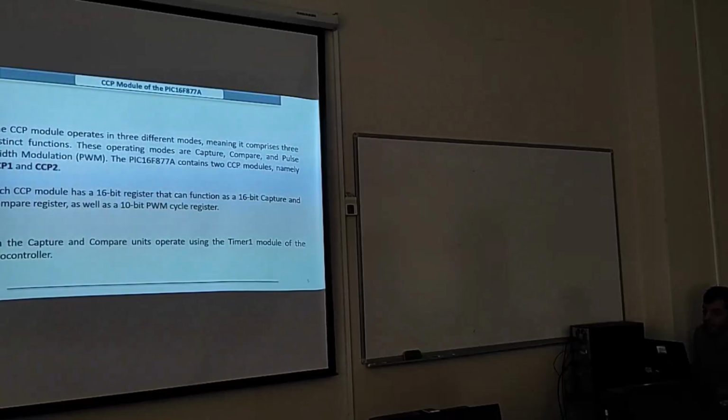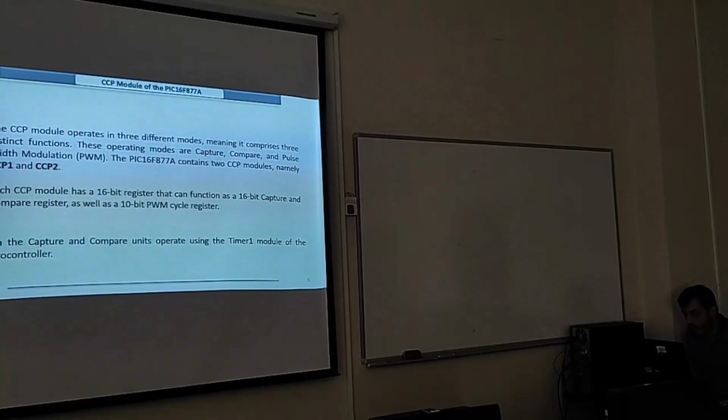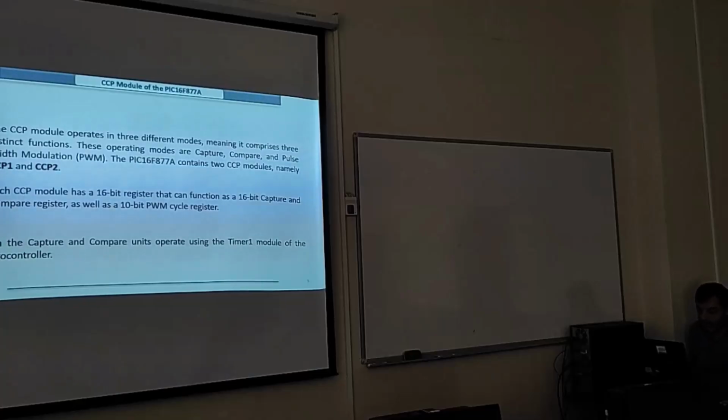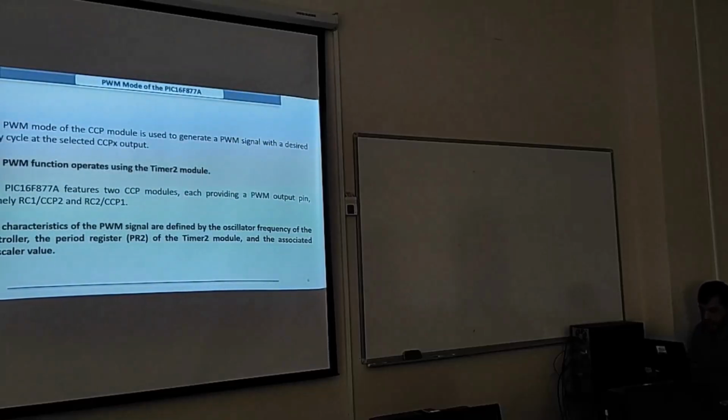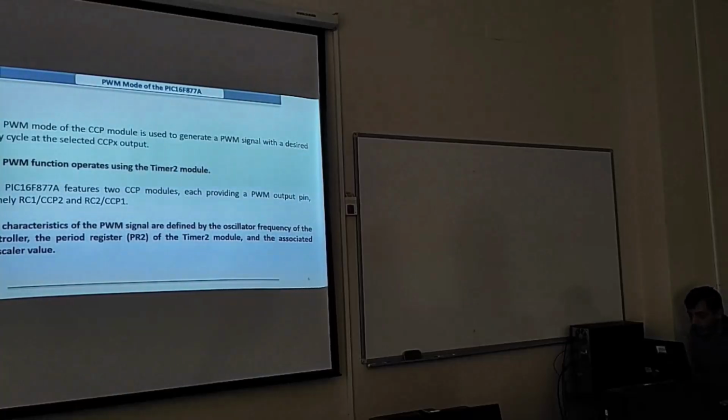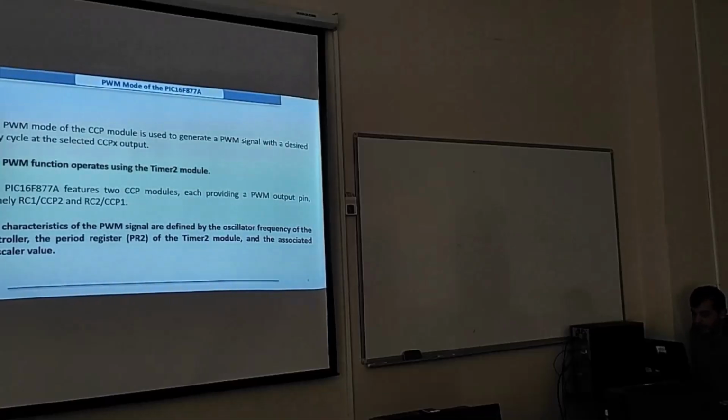Since the focus of this study is on PWM signals, we will move directly to the PWM module without going into the details of the capture and compare modules. In PWM mode, the CCP module generates a signal with a duty cycle on the selected output pin. The period and the frequency of this signal are determined by the timer 2 module.